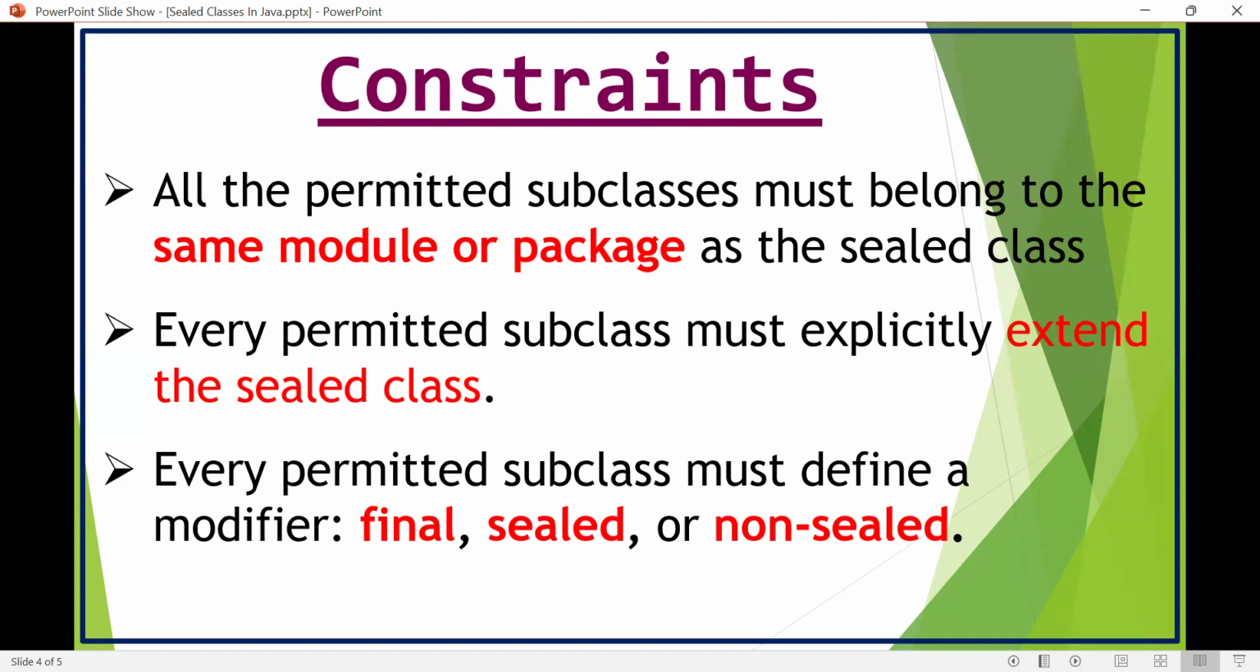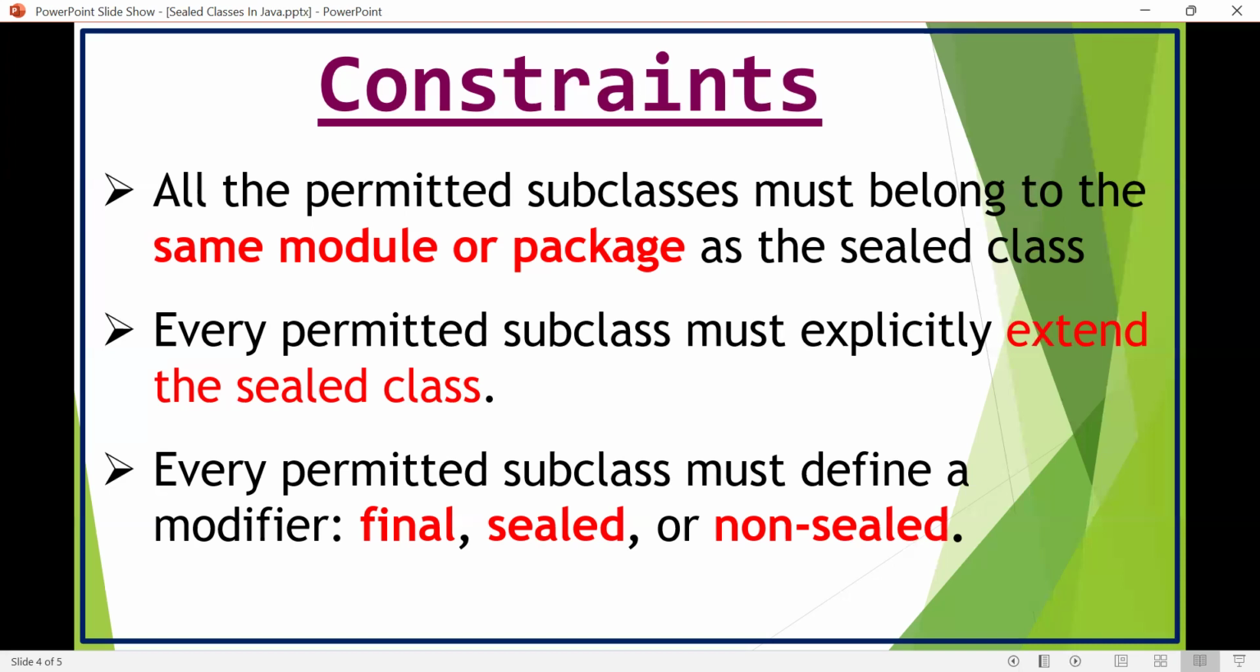That is the first restriction. The second thing is that every permitted subclass must explicitly extend the sealed class. Whenever the sealed class gives permission to a subclass, that subclass must extend the sealed class. It is mandatory, there is no choice. The third thing is that every permitted subclass must define a modifier. The modifier can be sealed, final, or non-sealed.